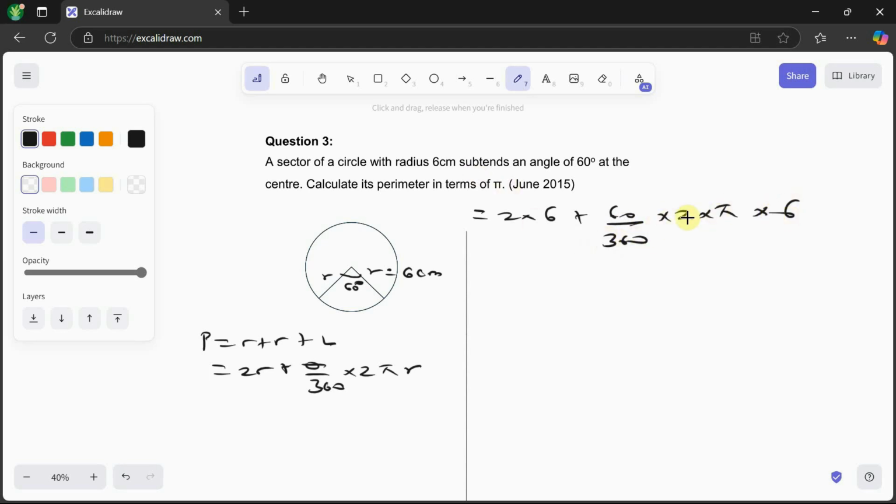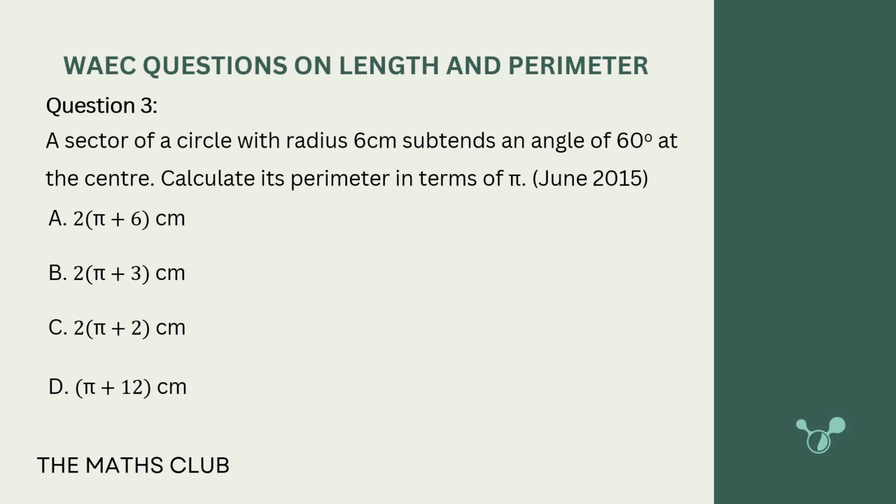So if I substitute, that will be 2 times 6 plus 60 over 360 times 2 times pi times 6, right? So 60 here 1, 60 here 6, 6 comes to 6. So 2 times 6 is 12 plus 2 pi. Let's see, probably they factored out 2. So this will be 2 open bracket 6 plus pi, right? So any of these would do. Let's see if we are correct. Okay, so our answer is option A. They just swapped positions. Addition is commutative, so 2 plus 3 is the same as 3 plus 2. So we are good. So A is our answer. Great.